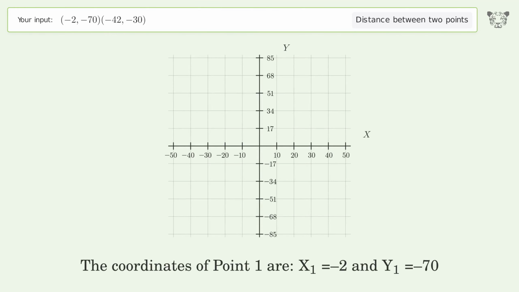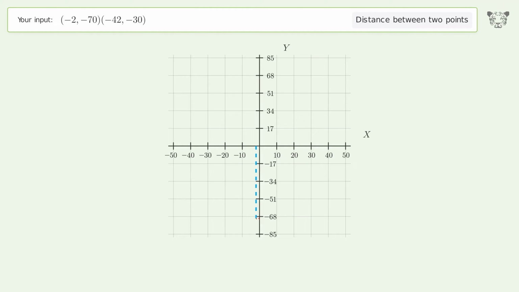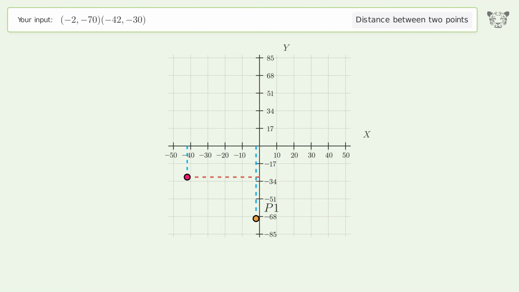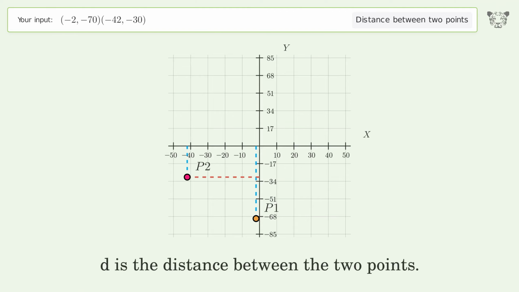The coordinates of point 1 are, x1 equals -2 and y1 equals -70. The coordinates of point 2 are, x2 equals -42 and y2 equals -30. D is the distance between the 2 points.